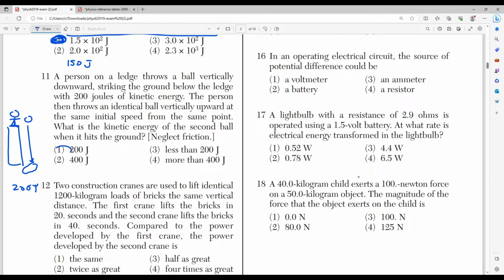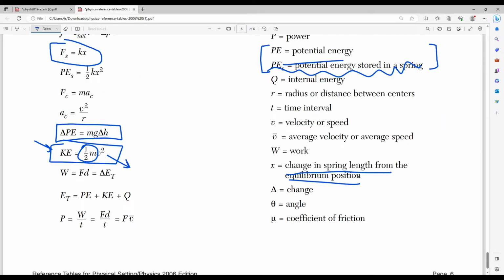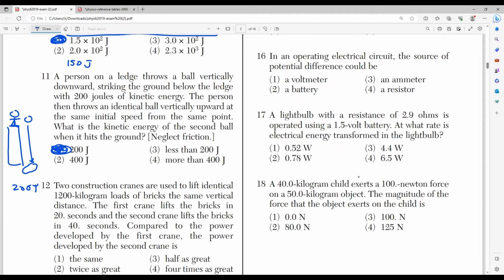Well, it's going to remain the same, obviously, right? Because guess what? Let's look at a kinetic energy formula. KE is equal to 1/2 mv squared, right? If KE is equal to 1/2 mv squared, and he's throwing the same ball from the same initial speed, right? Sorry, not the same ball, but an identical ball. What that means is it has the same mass as the other ball because it's identical, right? And if he throws it at the same initial speed, v is going to stay the same.